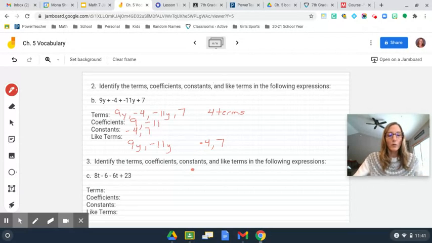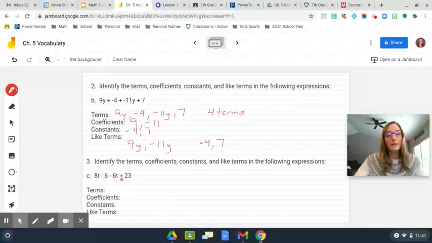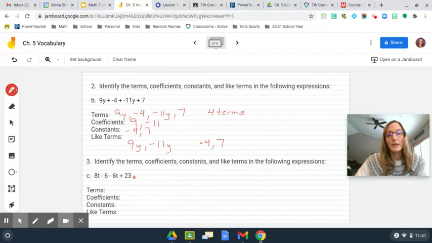Okay, let's try one more. Number 3. Identify the terms, coefficients, constants, like terms, just like we've been doing. But this time I gave you 8t minus 6 minus 6t plus 23. The other two expressions that we just did in letters A and B had addition signs all the way through. So now this one's a little different, right? We're using some subtraction signs here. This is going to be pretty important in order to correctly identify what's needed in this example.